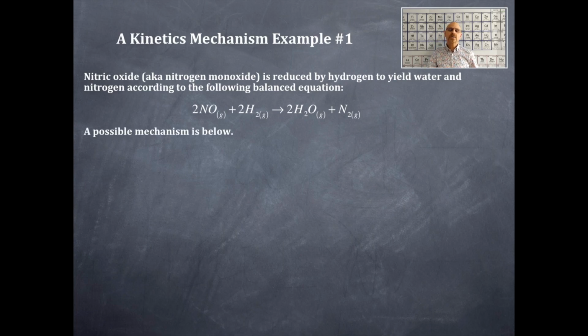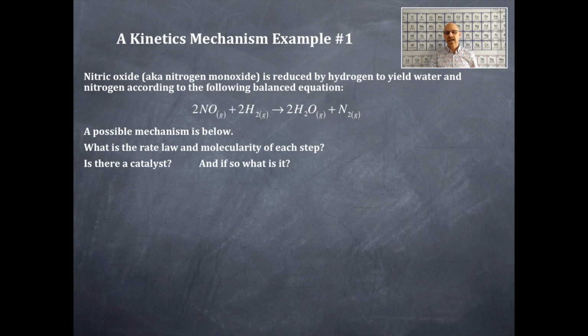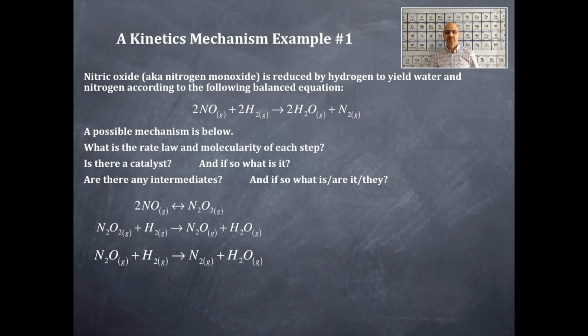All right, a possible mechanism is below. What is the rate and molecularity of each step? Is there a catalyst, yes or no? If so, what is it? And are there intermediates? And if so, what is or are they? So here is the possible mechanism. Notice when I wrote out this mechanism, we're keeping all our ducks in a row, and that is all the arrows are in a row.